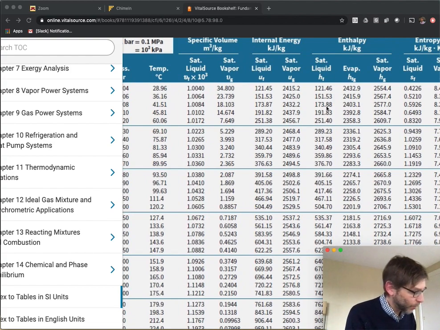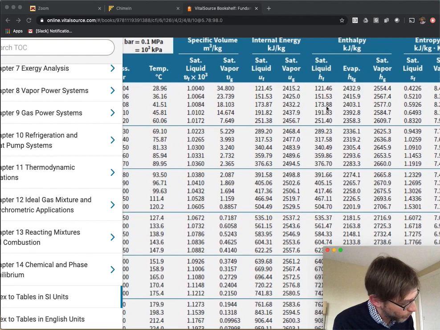Great. Okay, so we also know that P2 is equal to 0.08, and h2 is equal to hf at 0.08. So that is just what we had written down, and that is 173.88.